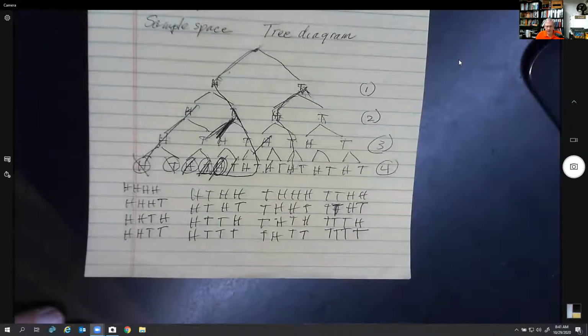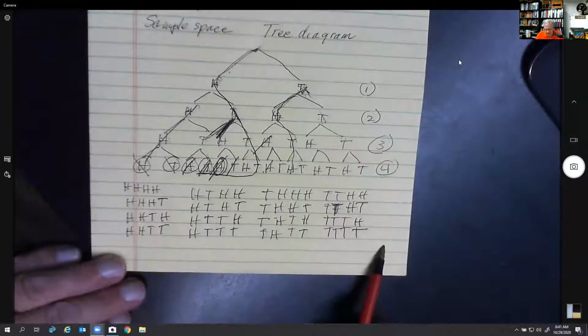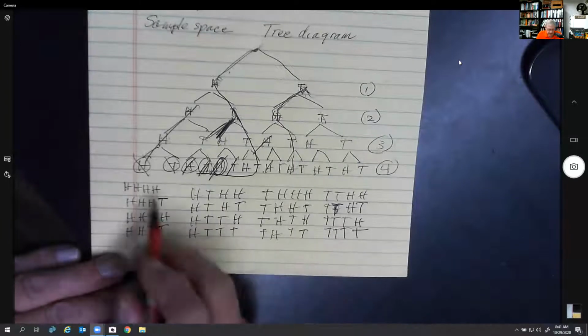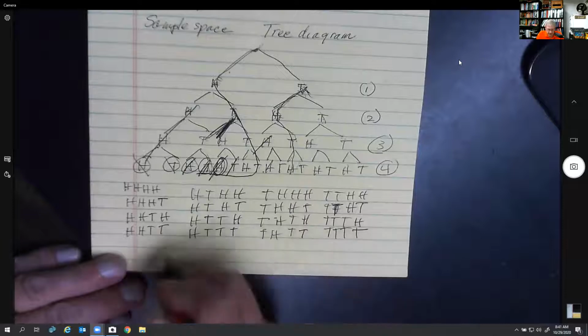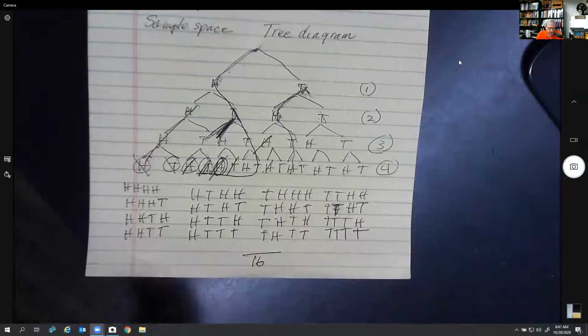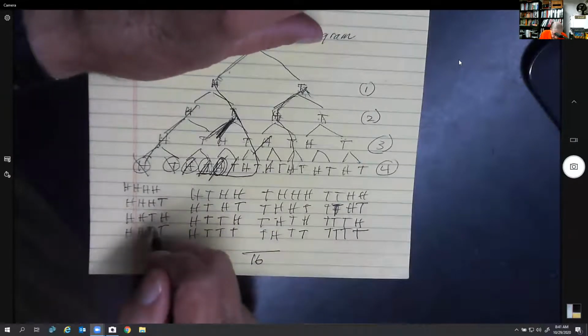Okay. So this is what we would call a sample space: all the possible combinations that could come up. We see that as 1, 2, 3, 4, 8, 12, 16. There's 16 combinations. That's my total. Now, what I want is how many of these come up with exactly 2 tails?